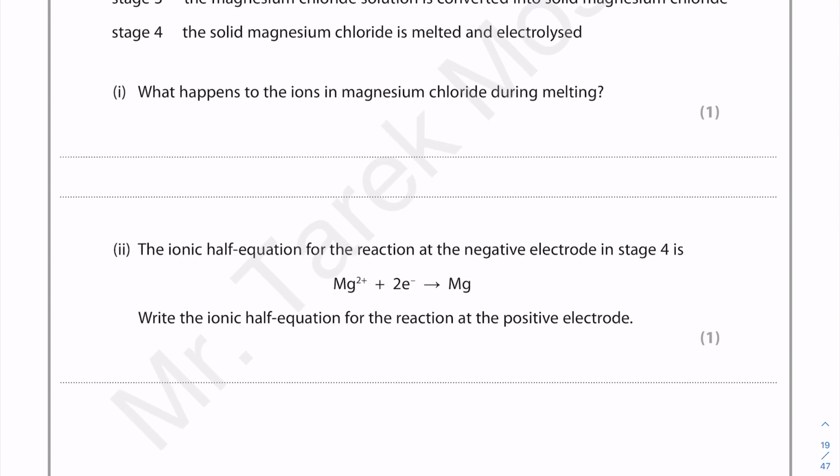Question I. What happened to ions in magnesium chloride during melting? When you melt magnesium chloride, which is an ionic compound, the ions become free, free to move. So ions are free to move.